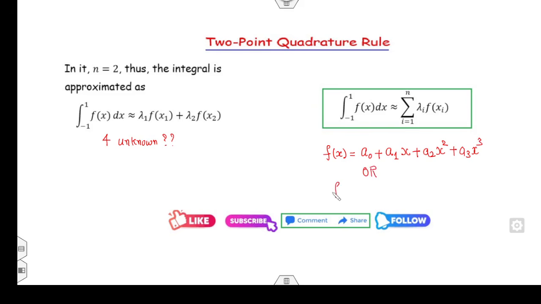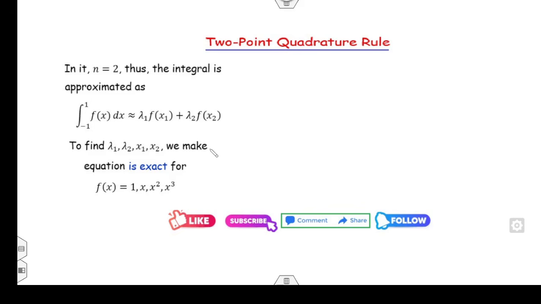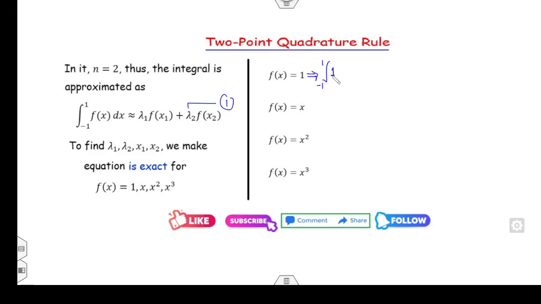Or you can choose f(x) as the coefficient of a0, coefficient of a1, coefficient of a2, coefficient of a3. So I can choose f(x) as 1, x, x square and x cube. I can substitute the value of f(x) in equation number 1. The left hand side becomes integral from minus 1 to 1 of 1 dx. Again, as I mentioned to you, the sum of the xi's must be 0. So that means x1 plus x2 must be 0. Fine. So that is the way you can check your answer in the examinations.